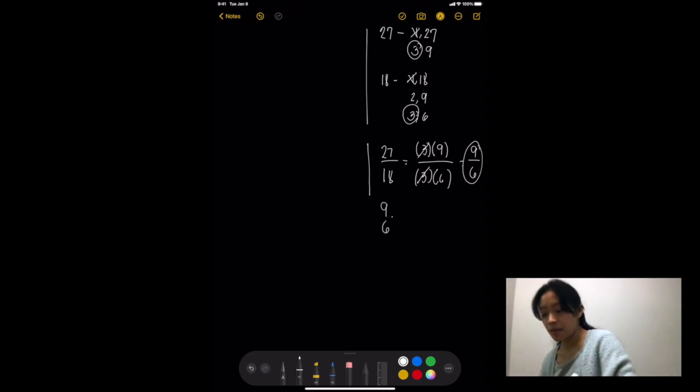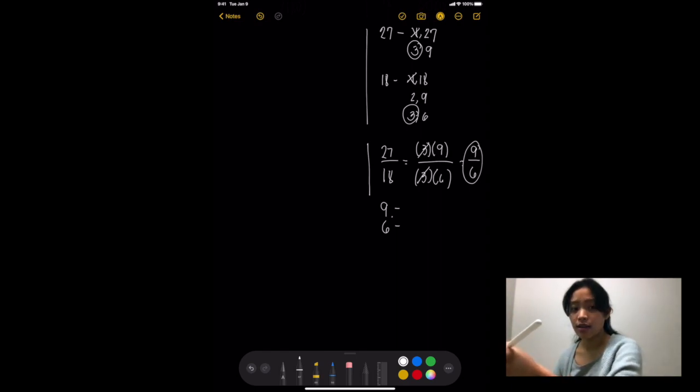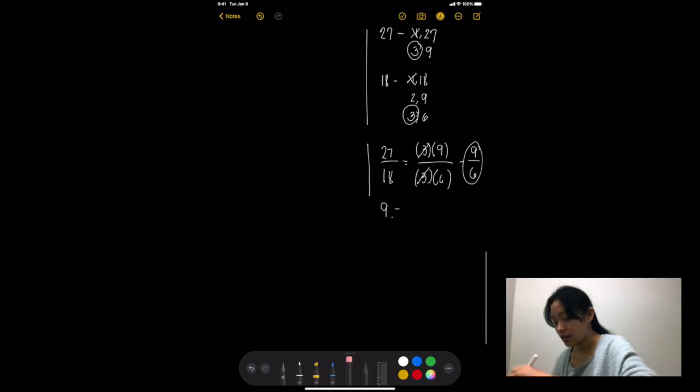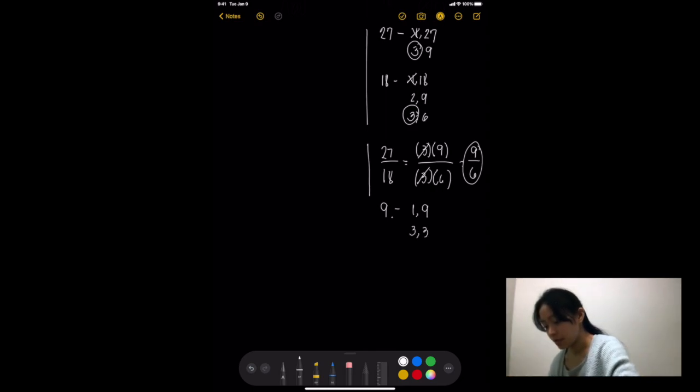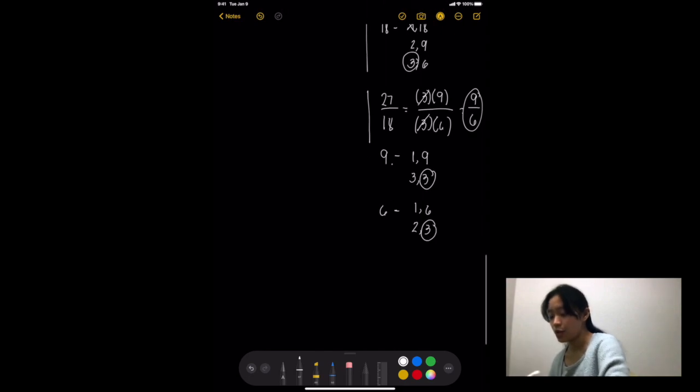over 6. But if you notice, 9 and 6 have common factors as well. Okay? So aside from 1, let's list out the common factors of 9 and 6. So let's start with 9. So we have 9, 1 and 9, 3 and 3. That's all. For 6, we have 1 and 6 and 2 and 3. So note that we still have common factor of 9 and 6, that is 3.